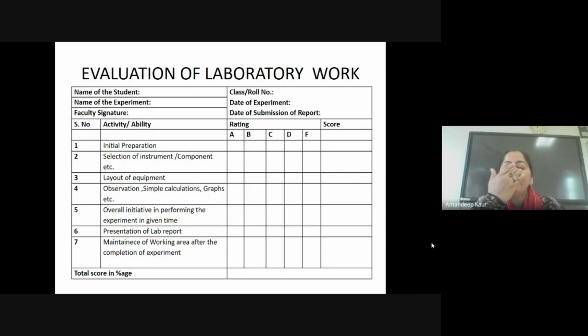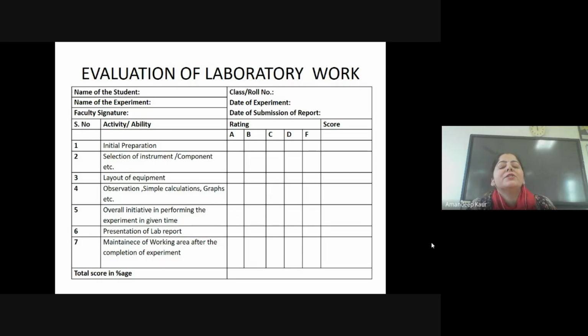So evaluation, when it comes to the continuous assessment of the student as far as the laboratory environment is concerned, the teacher can divide the activity into 7 different components. What is the initial preparation on the part of the student for the practical activity? Whether the student comes prepared with the theoretical information that is desired for that particular experiment, or the student needs to prepare for that information.